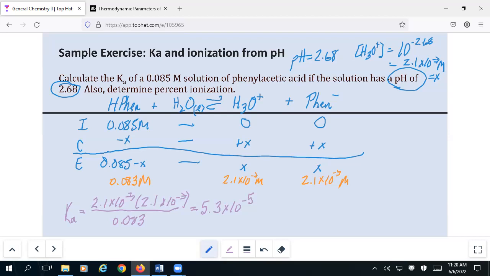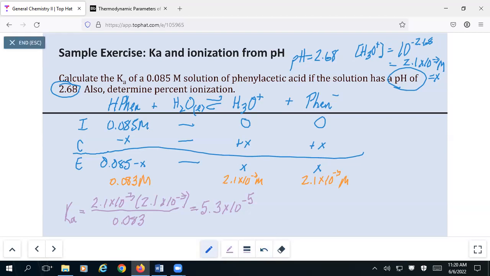Which should make sense. This is still quite reactant favored, even though the pH is pretty good. 2.68 is acidic. We can see from the concentration values here, there is more reactant than there are products. So we would expect a low value for our Ka.